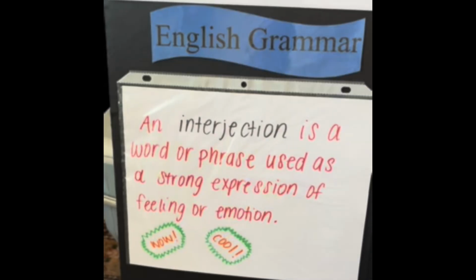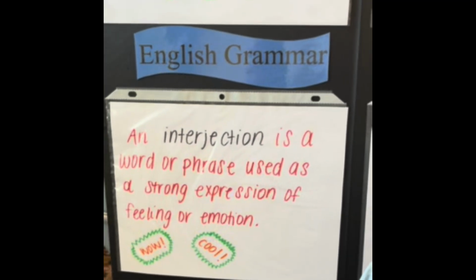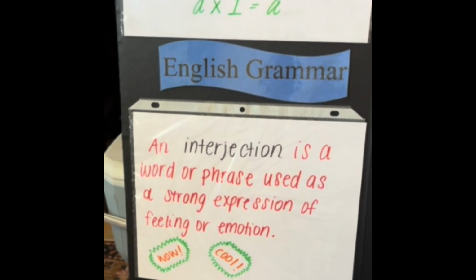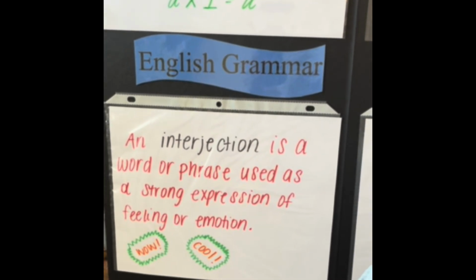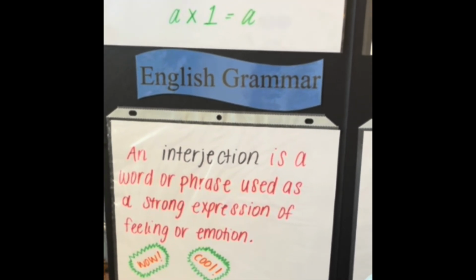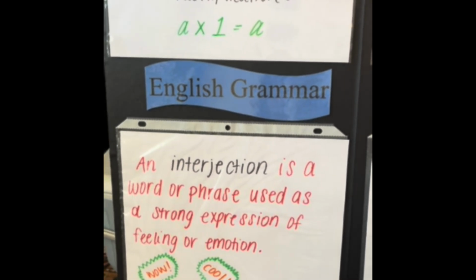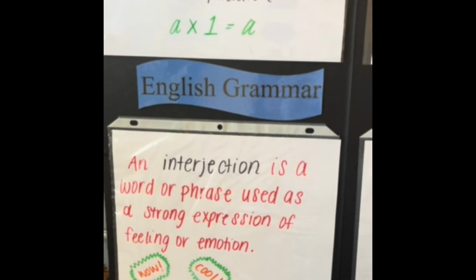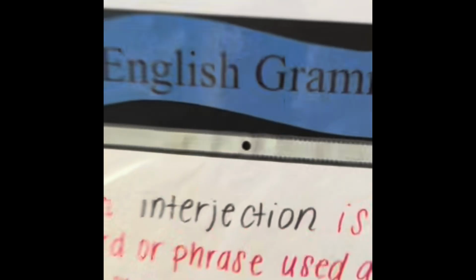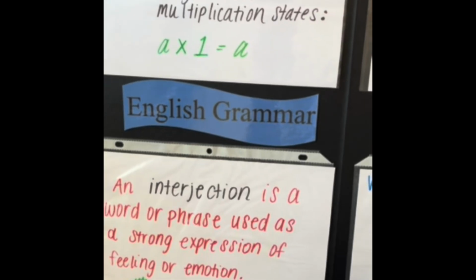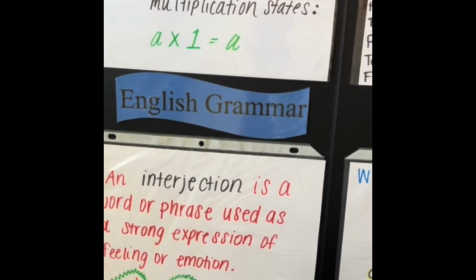All right, so for English, we're doing an interjection. So we've gone through almost all of the 8 parts of speech. If you remember our song, I think it was the very first week of the year. 8 parts of speech. 8 parts of speech. Noun, pronoun, verb, adverb, conjunction, interjection, preposition, adjective. So we've done almost all of those. I think we just haven't done preposition.